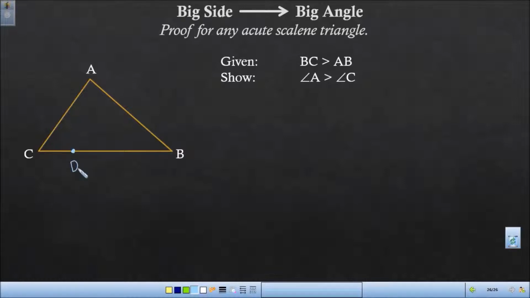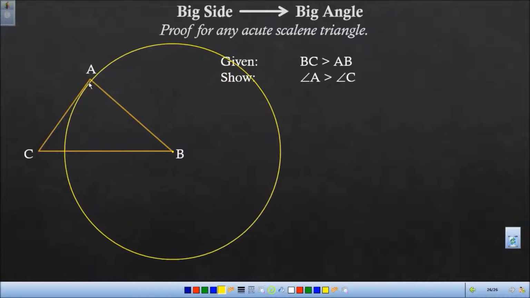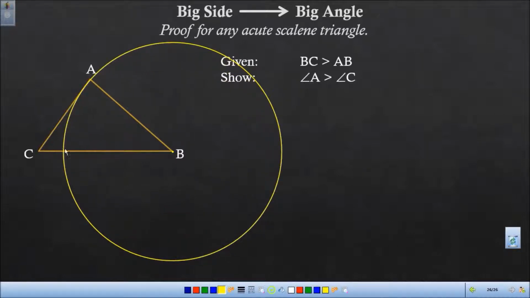D on this side. The way it works is we're going to draw a circle, and that circle goes from B to A, just like this, because we know that BC is bigger. We know BC is bigger, so that means there's going to be a point on BC that's the same length from that point to B as A is from B. And that point is right here. So we're going to call this point D.